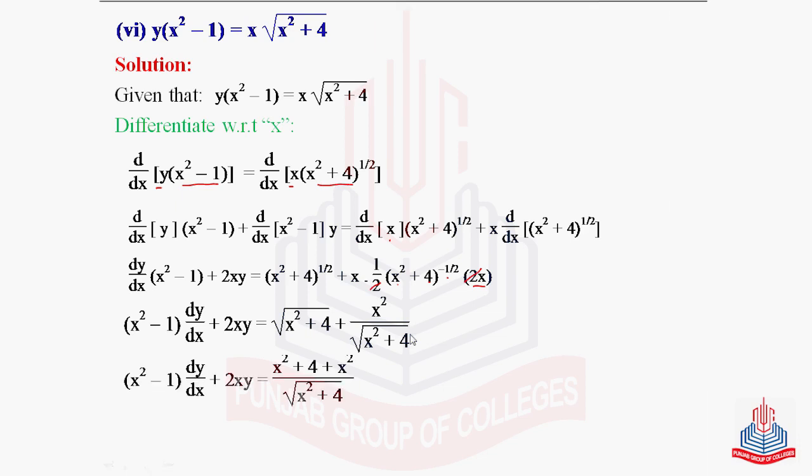x square minus 1 dy by dx plus 2xy as it is in the previous part, and on right hand side we can apply LCM on both of these two terms. So x square plus 4 will be actually the LCM, so we have only x square plus 4, plus this will be cancelled out, we have only x square. x square minus 1 dy by dx is equal to x square plus 4 plus x square divided by x square plus 4, and 2xy will be shifted towards right hand side, which is minus 2xy.